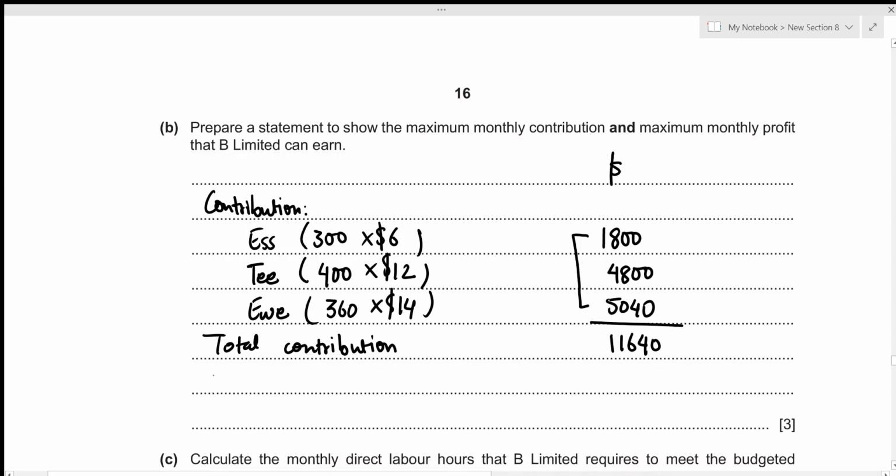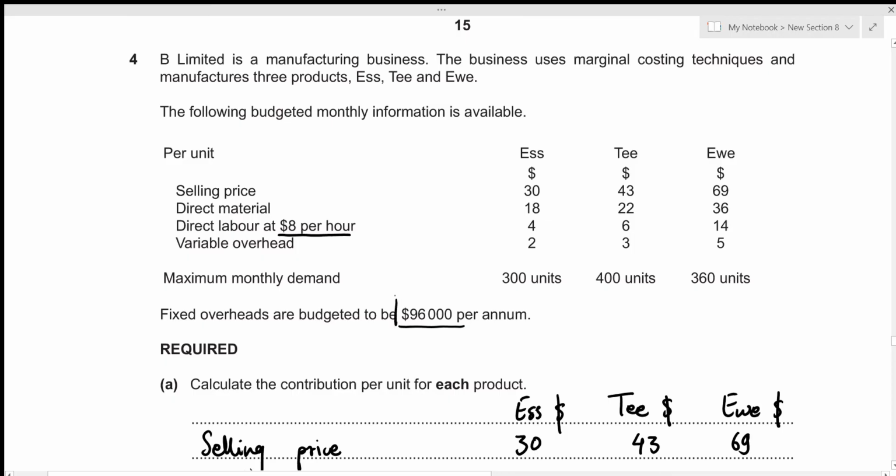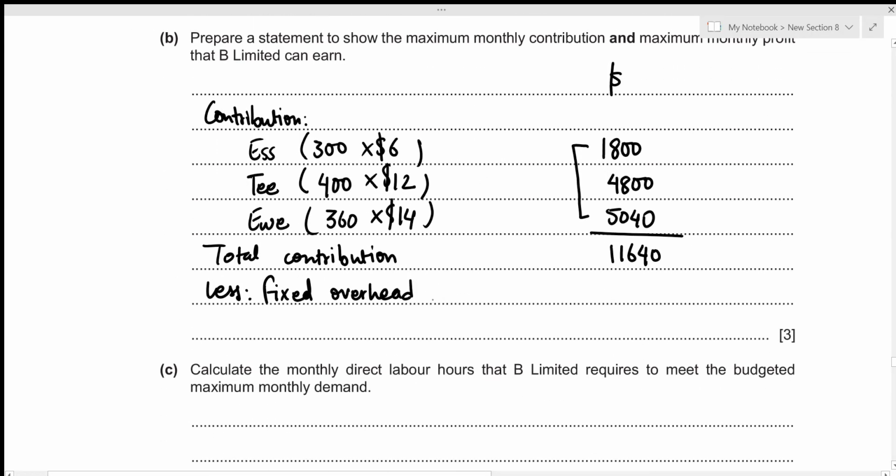All right, now we just need to subtract the fixed overheads for this month. Let's have a look at the given information. We were given the fixed overheads to be 96,000 per annum. So this relates to the amount for 12 months, but we're only figuring out the monthly maximum profit. So in order to do so, we only need to subtract the monthly fixed overheads. So we can just divide the annual fixed overhead by 12. So that's going to be 96,000 by 12, which gives the monthly fixed overhead to be 8,000. So we need to subtract this. Now we can easily figure out the total profit.